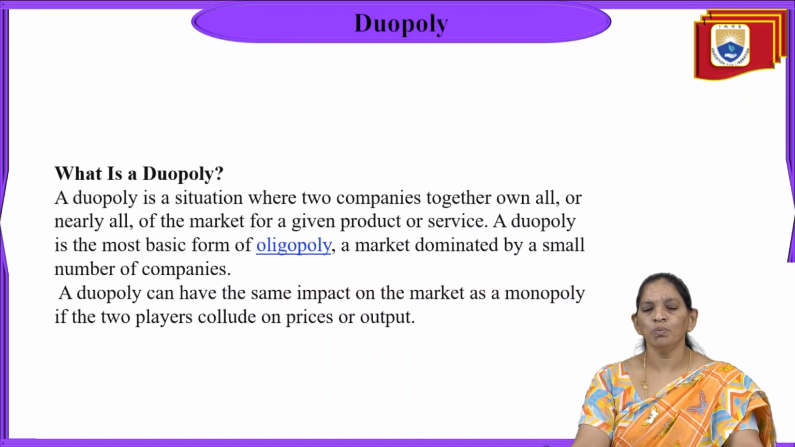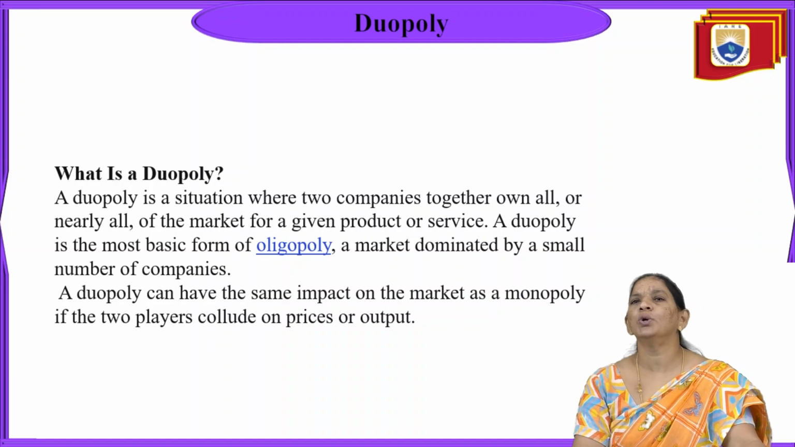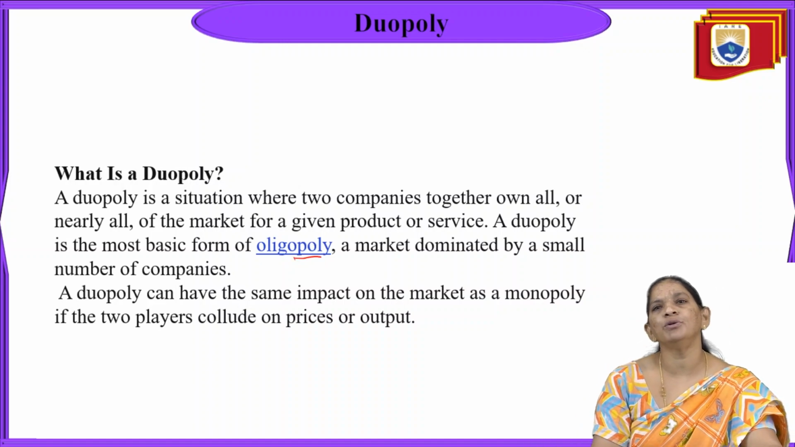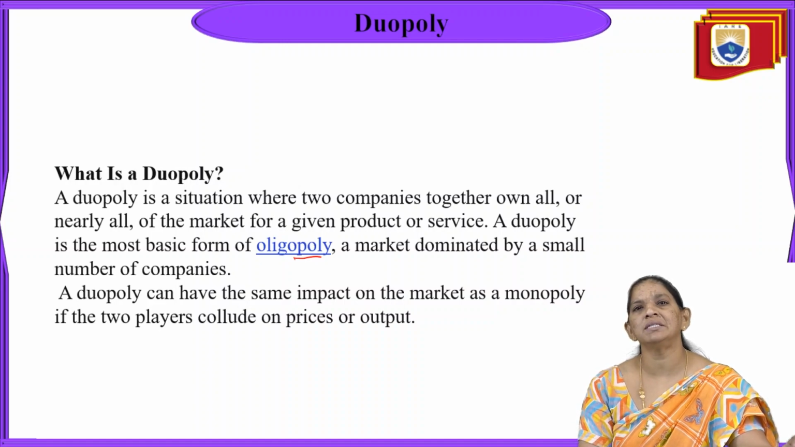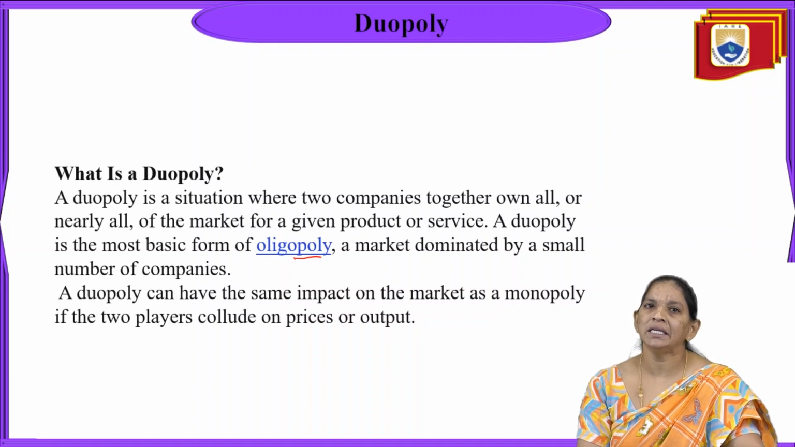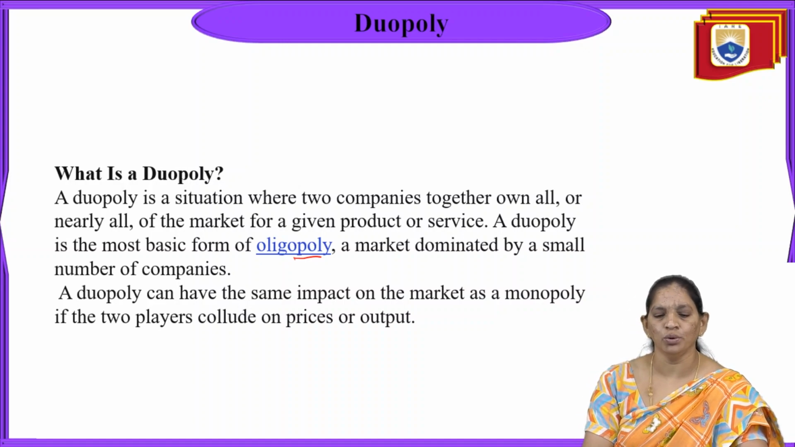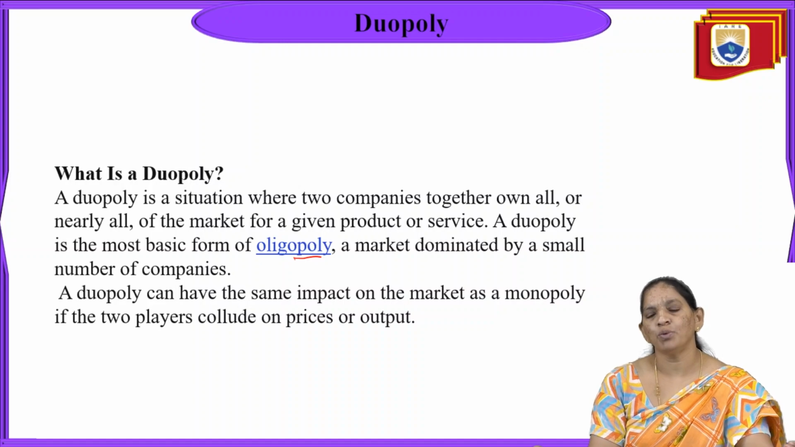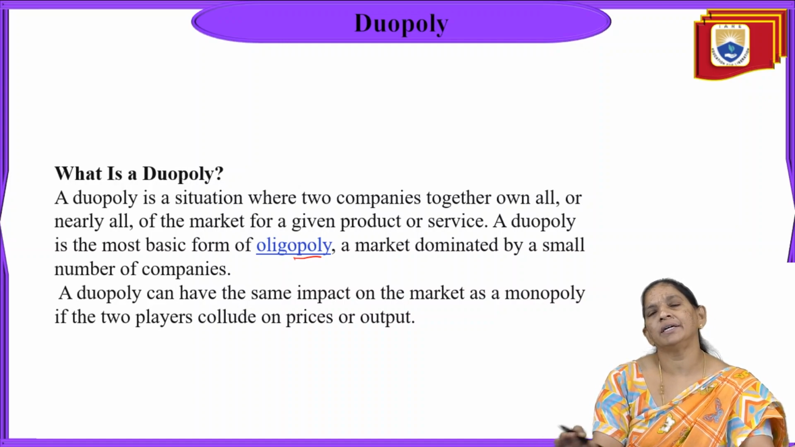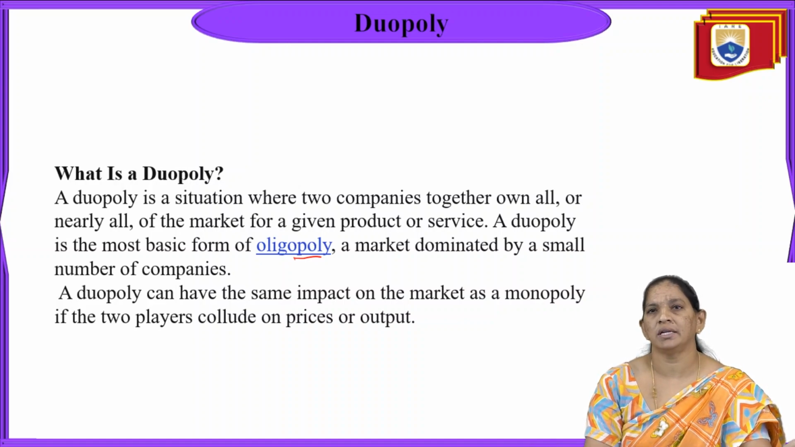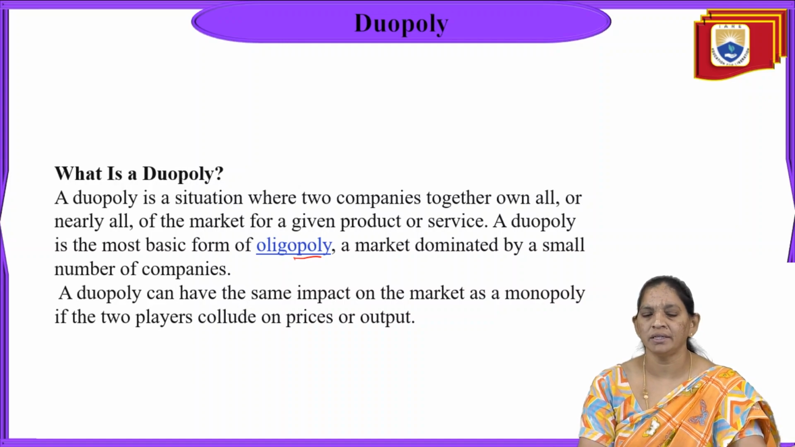So duopoly is a basic form of the oligopoly market structure, as the market is dominated by a small number of companies. As we have seen in the last video, oligopoly means a few sellers selling identical or slightly differentiated commodities. So duopoly also comes under the market structure of oligopoly. Oligo is a few sellers, but under duopoly, it's two sellers. Only two players will compete in this market structure.